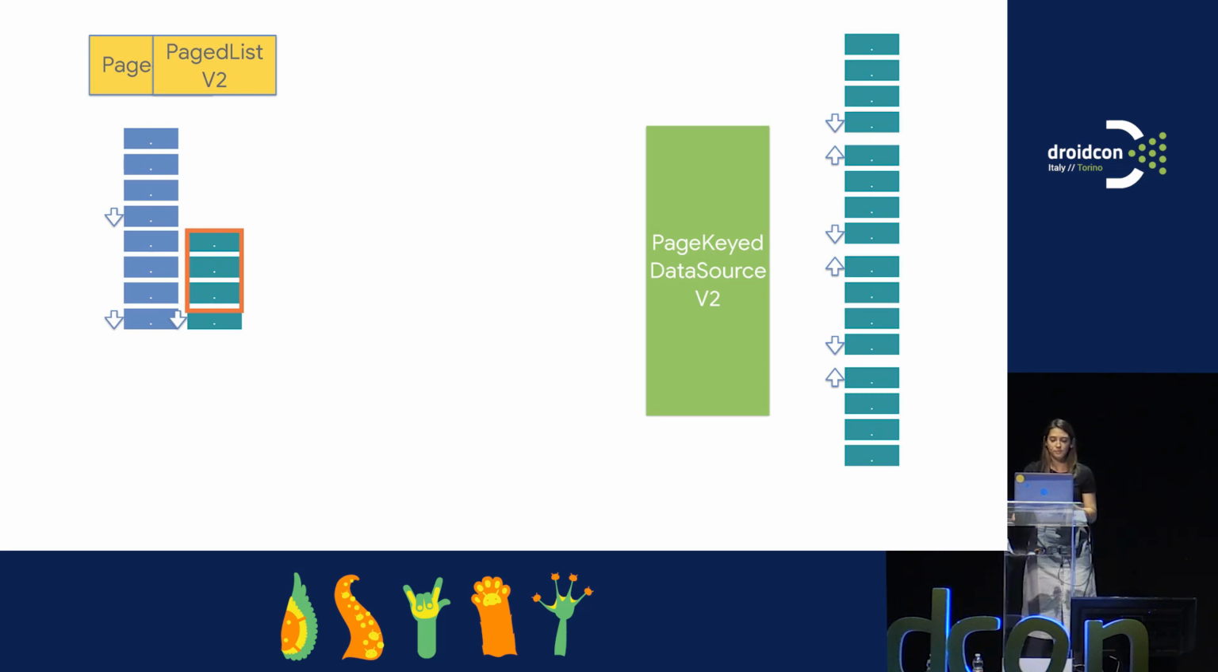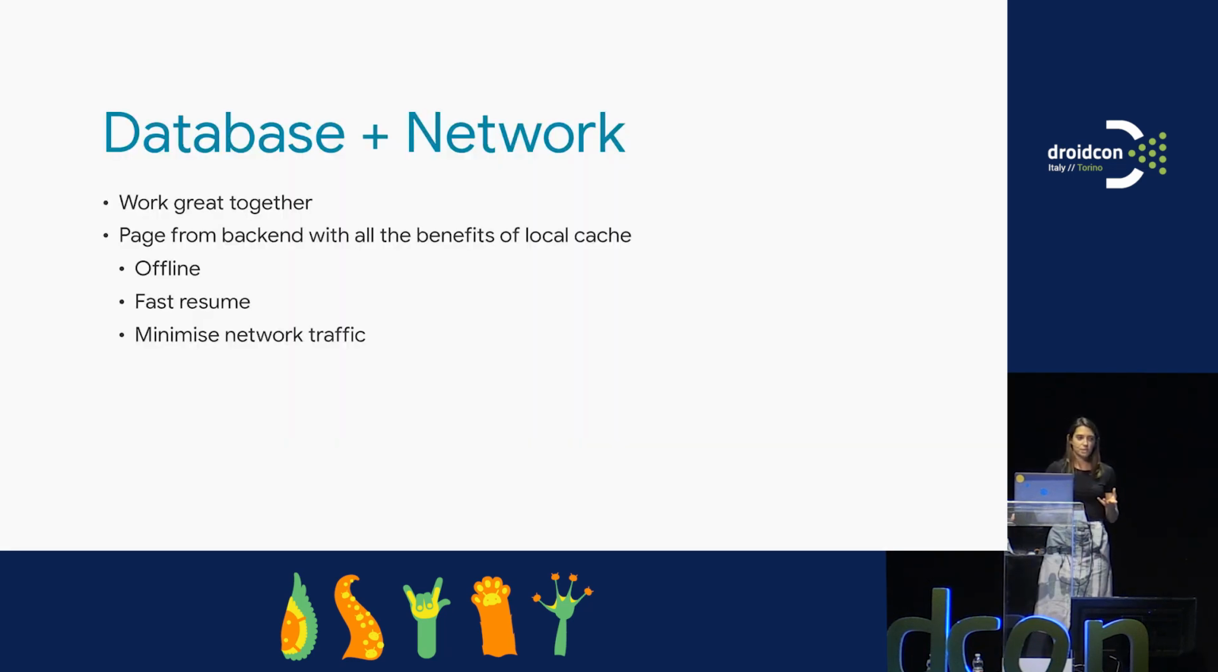OK. We talked about data sources, but we didn't really look at what happens when you need to get the data from the database and the network. The thing is that they work great together. It means that you are able to page the backend with all the benefits from a local cache. You're able to support offline cases. You're able to easily resume your application. And you're minimizing the network traffic.